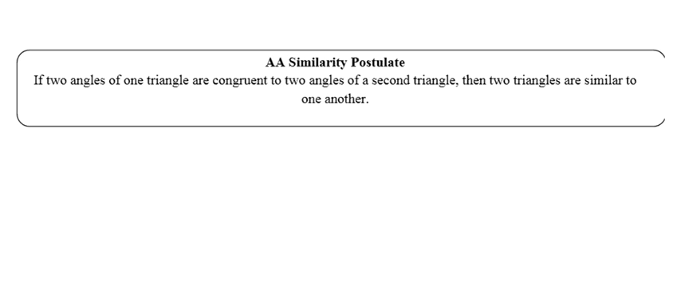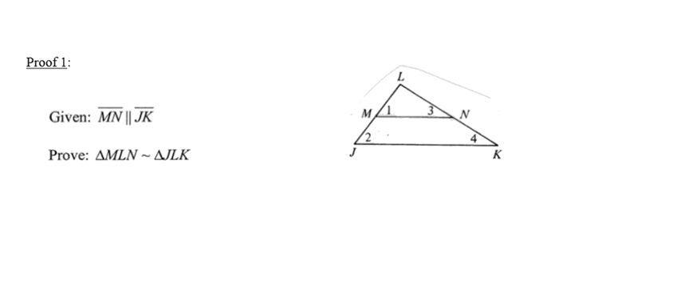First things first, what does the angle-angle similarity postulate say? It says anytime you have two angles of one triangle congruent to two angles of a second triangle, then the two triangles are in fact similar to each other. All right, let's go ahead and take a look at what this means.